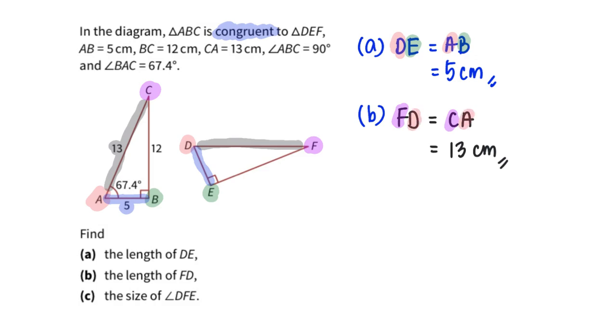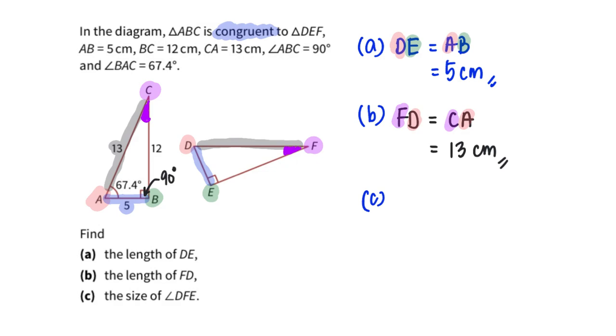And the last part, part C, the size of angle DFE. So the angle DFE would be, let me just have this purple angle here, DFE. And since they are congruent, it simply means that angle DFE is equal to angle ACB, which we could get that easily, okay? Because this is actually a right angle triangle, 90 degrees.